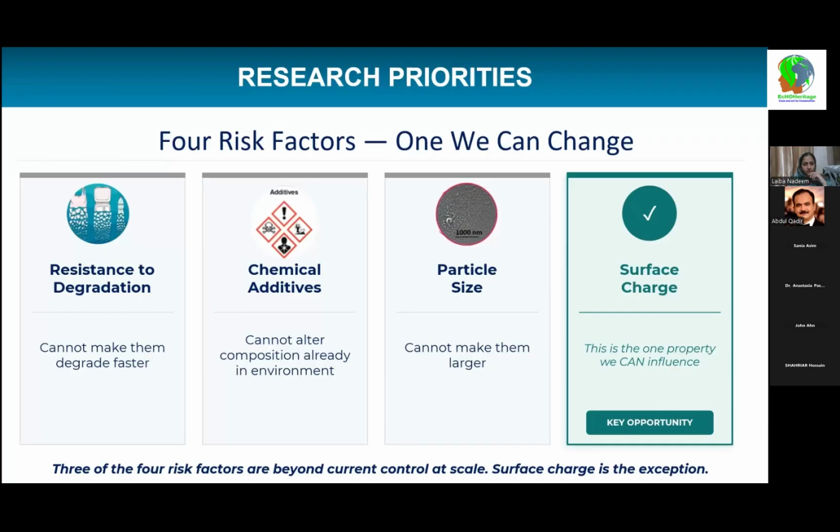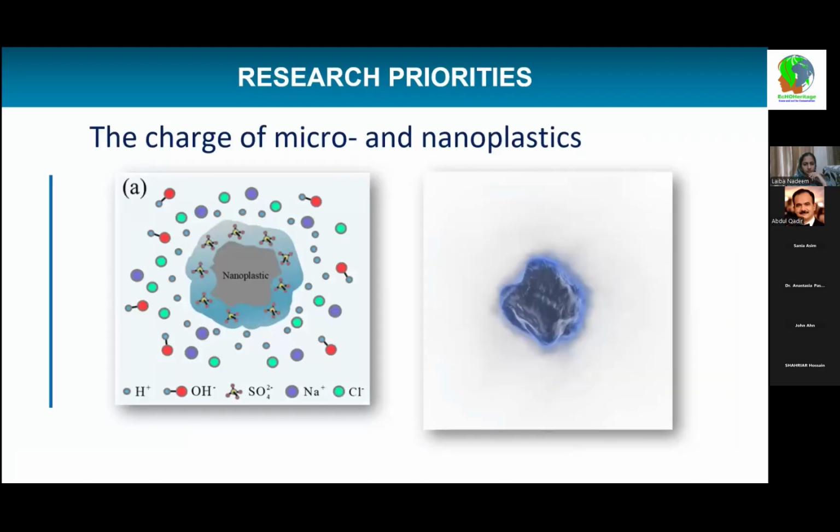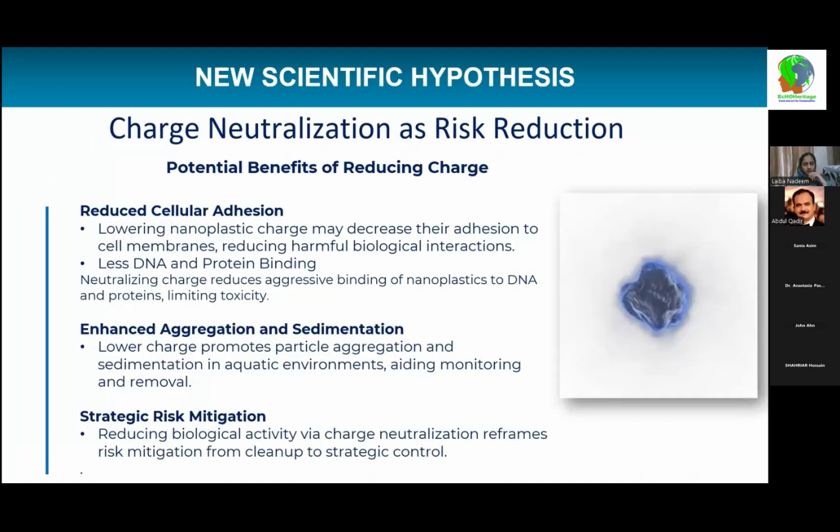blood-brain barriers. So if electrostatic charge turns out to be one of the key drivers of these interactions, then modifying or at least partially neutralizing that charge could, for example, reduce adhesion to cells, limit transport across biological barriers, or even promote aggregation in water, making these particles easier to monitor and remove. Whether this approach ultimately proves effective or not remains to be seen. But it represents a promising new research direction that may eventually help us reduce the impact of micro and nanoplastics on both human health and the environment.